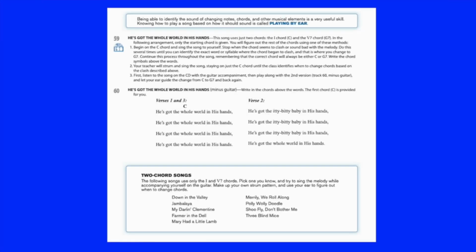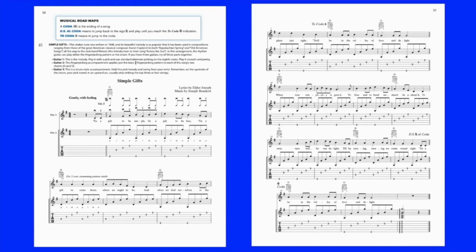Playing by ear is an important part of guitar playing, and in the book, students are guided through a process of finding the correct chords for simple 2 and 3 chord traditional songs. Here's another example where students form an ensemble, performing the melody, finger-picking accompaniment, improvising strumming patterns, and singing.